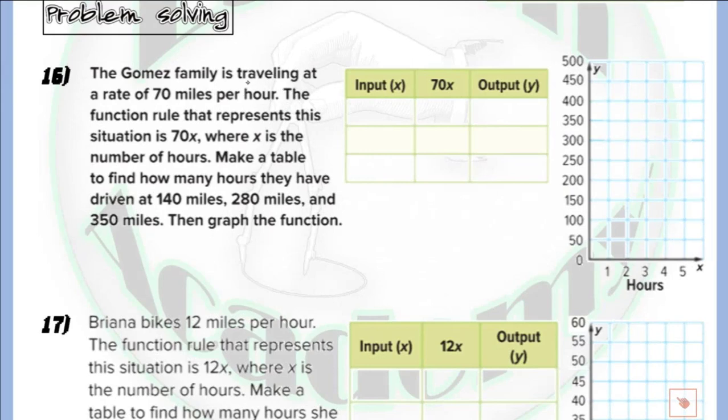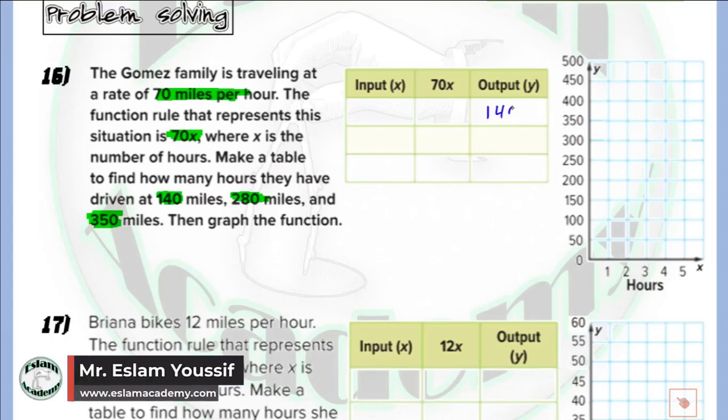In this problem, we are talking about a family traveling at the rate of 70 miles per hour. So for each 1 hour, we are traveling 70 miles. That's represented by the relation 70x. We need to find the number of hours needed to cover 140 miles, 280 miles, 350 miles, then graph the function. 140 miles, 280 miles, 350 miles represent the output, because the number of miles depends on the number of hours. So now we have the output, which is 140, 280, and 350.